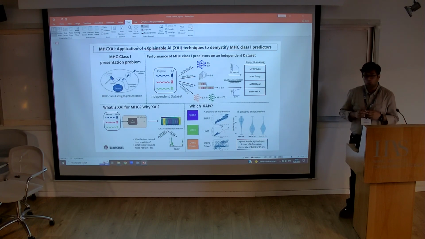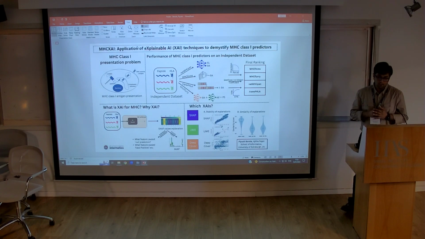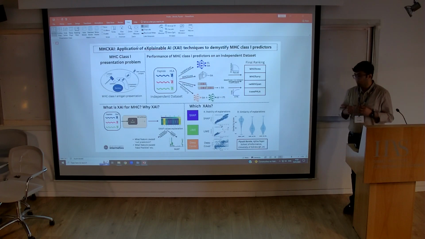One is that we don't know what patterns or what relations it's learning. Maybe it's some spurious correlations. And second, it doesn't work well for alleles or examples which are very rare. So to tackle that problem, we decided to apply explainable AI techniques, which essentially provide us feature importance to the given input when it makes a decision whether it's a binder or non-binder.